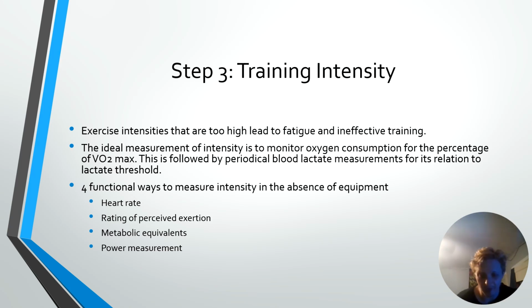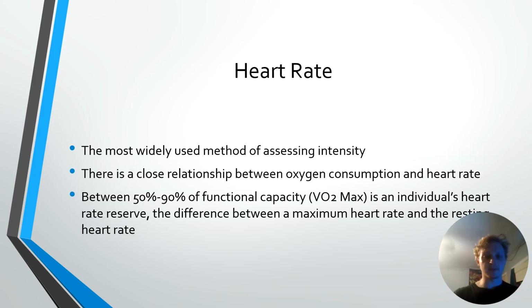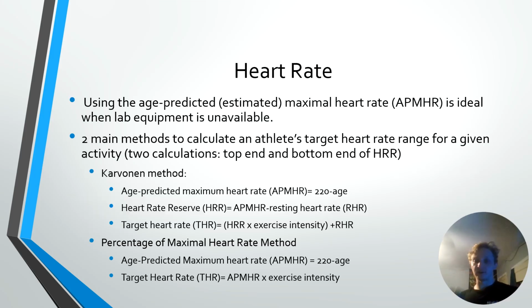But when we don't have equipment, which is generally most of the time when we're working with athletes, we use heart rate, rating of perceived exertion, RPE, metabolic equivalence, power measurement. So heart rate is the most widely used method of assessing intensity. There is a close relationship between oxygen consumption and heart rate, and between 50% to 90% of functional capacity, VO2 max, is an individual's heart rate reserve. So this would be the difference between a maximum heart rate and the resting heart rate.